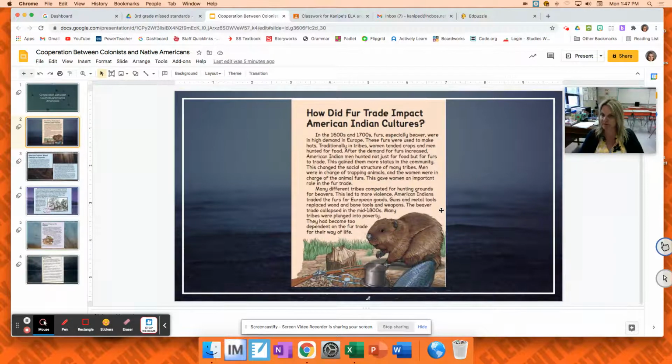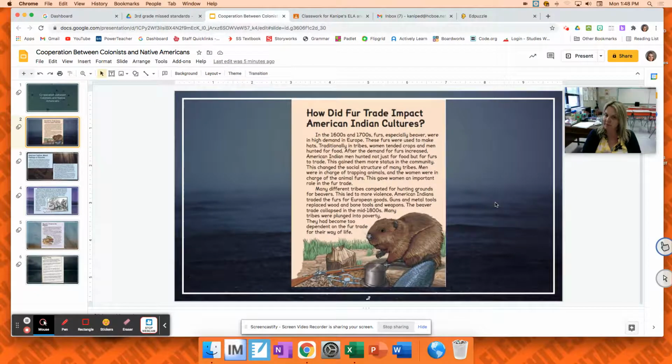That means it was going really good and then it just went away. And many tribes were plunged into poverty because they couldn't trap beaver. They couldn't trade with the Europeans. Because of that, they had no money. They had asked their women to stop tending the crops and to take care of the furs. So there was that whole breakdown. And so we're seeing now natives that cannot take care of their own families. They don't know what to do. They have become too dependent on the fur trade for their way of life.